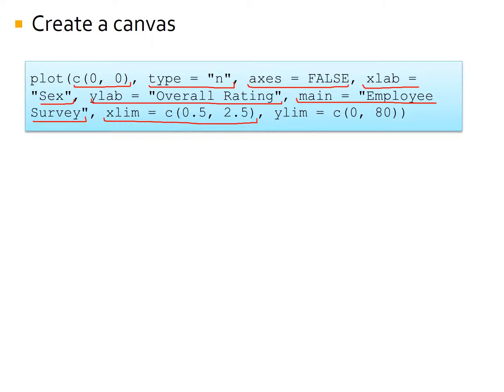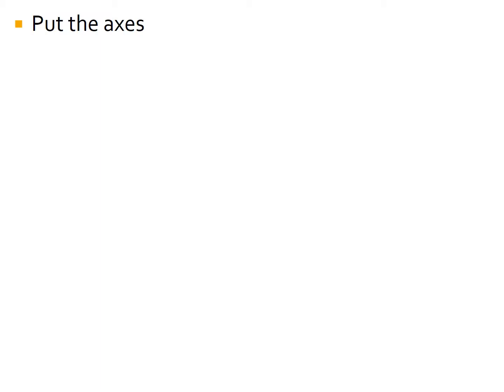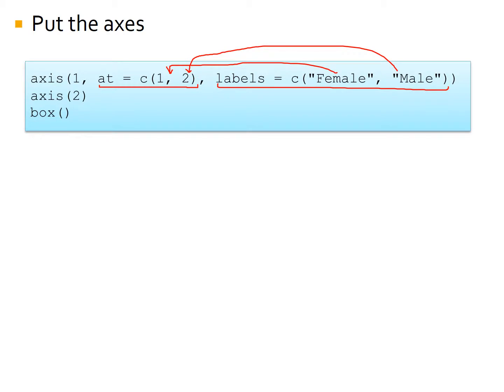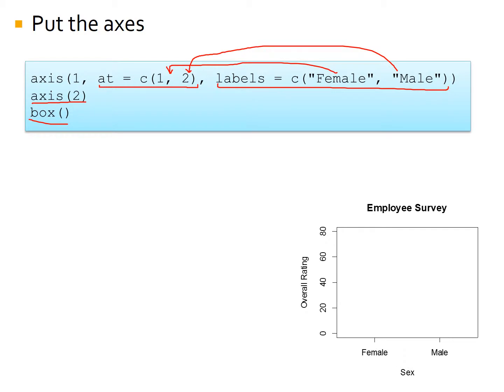X limit is from 0.5 to 2.5 because I have 1 for male and 2 for female. No, 1 for female and 2 for male if I remember correctly. And y limit is the range of overall rating. You will get something like this, and then you put the axis inside that. So axis number 1 at 1 and 2, but I use labels of female and male to represent 1 and 2. Okay, and I fill in the axis number 2. Because I do not put any arguments in axis 2, it provides the default command, and box it to make all borders like this.